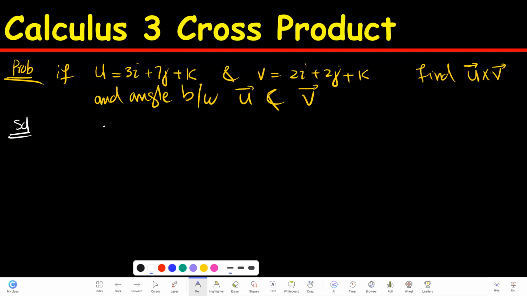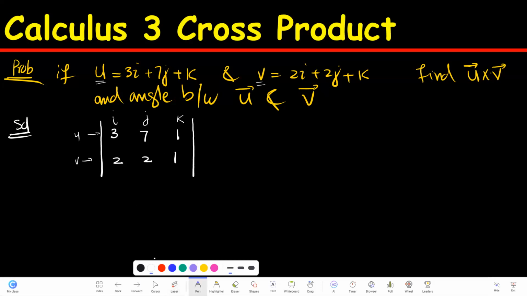So u cross v is, I'm going to write a determinant. If you don't know what a determinant is, it's basically a matrix. I'm going to write these two vectors in a matrix form. And how can I write this u and v in a matrix form? u and v have three components, i, j, k. You have the i component 3, 7, 1. This is basically u, and I'm going to go to v. We have three components, 2, 2, 1.